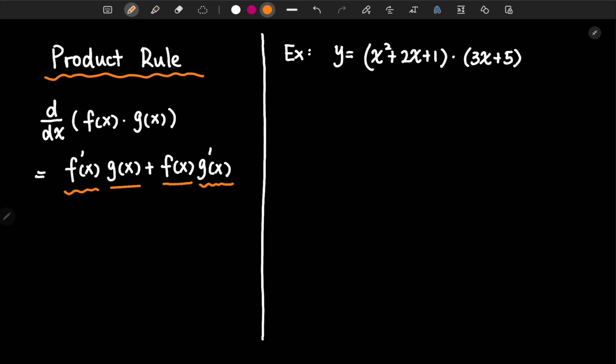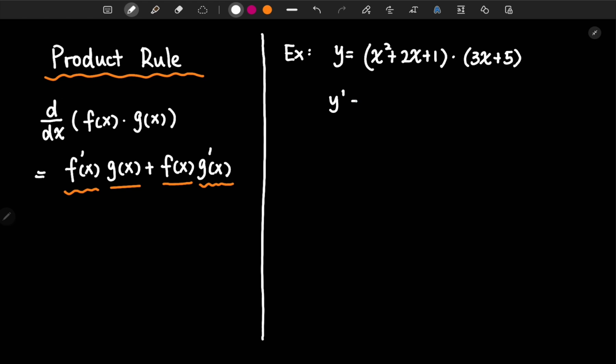Let's look at an example. Here we have y equals these two functions times each other. Of course, one way to do it is you can open the parentheses, multiply each term out, and then take the derivative of each term by using the power rule. However, if your function becomes more complicated, that soon becomes very time consuming. Therefore, let's try the product rule.